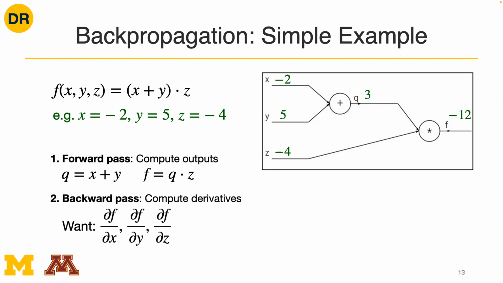The second step, and this is really the core of what we wanted, is that backpropagation will compute the derivative of the output of the function with respect to all of the intermediate and original variables within the computational graph. In this case, that means backpropagation will calculate the partial derivative of f with respect to x, with respect to y, and with respect to z, but also the partial derivative of f with respect to that intermediate value q.